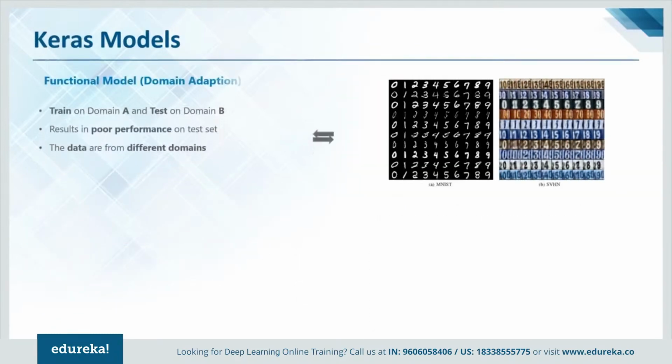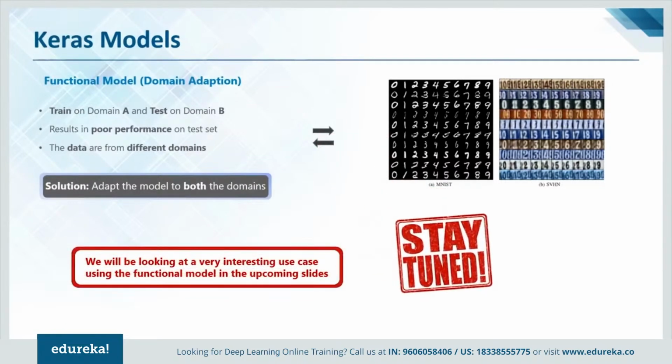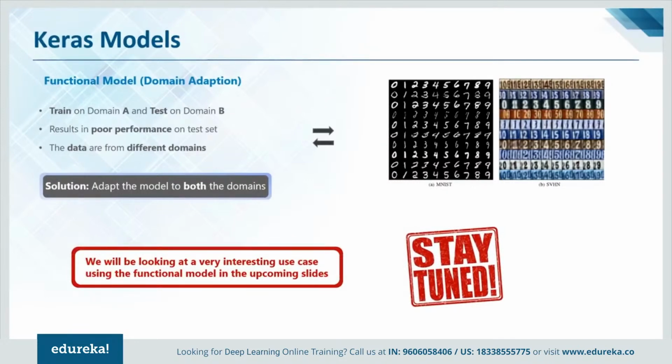Well, with functional models, we have this concept called domain adaptation. So guys, what we did until this stage is that we train a model on one domain but test it on the other. This definitely results in poor performance on the overall test dataset because the data is different for each of the domains, right? So what's the solution for this? Well, we adapt the model to work on both the domains at the same time. And guys, we'll be looking at a very interesting use case using the functional models in the upcoming slides. So stay tuned for that.